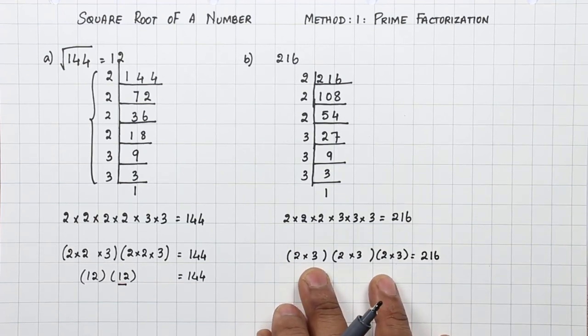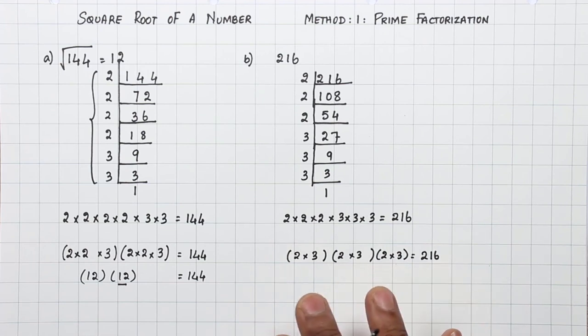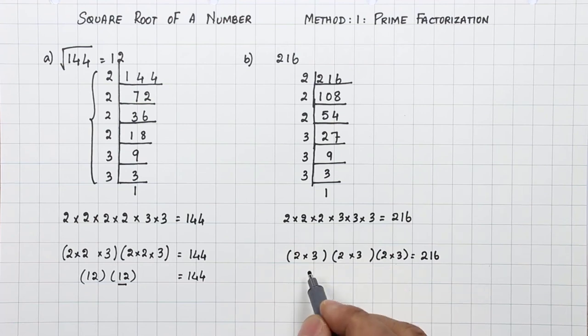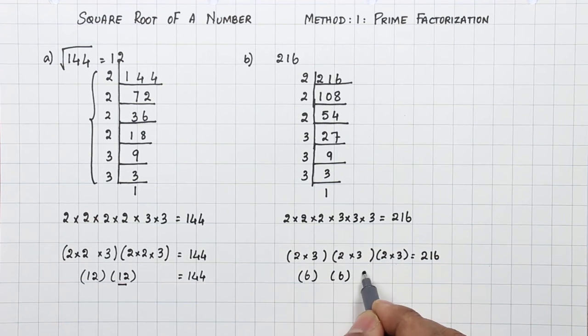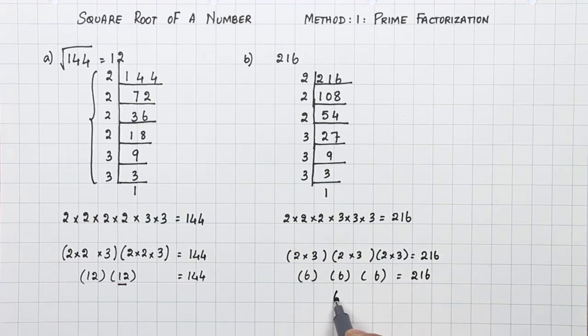So this clearly tells you this is not a square number, but instead 216 is a cube number. So I have 3 identical factors here, which means each factor is 6. So it is 6 times 6 times 6 is 216. So this is actually 6 cube, which is 216. So 216 is not a perfect square.